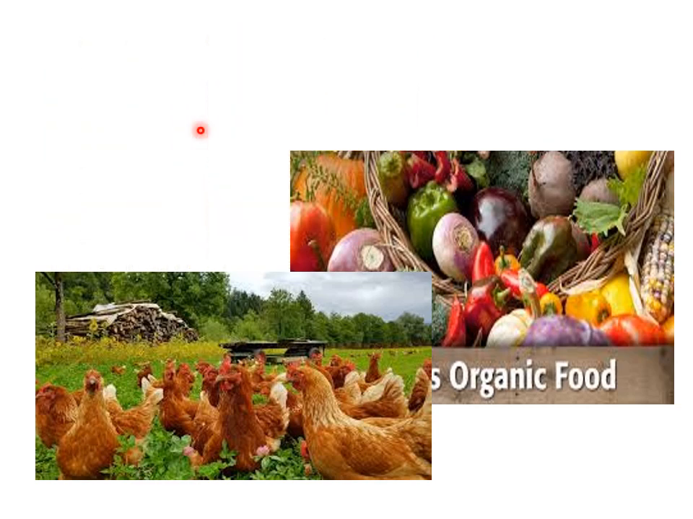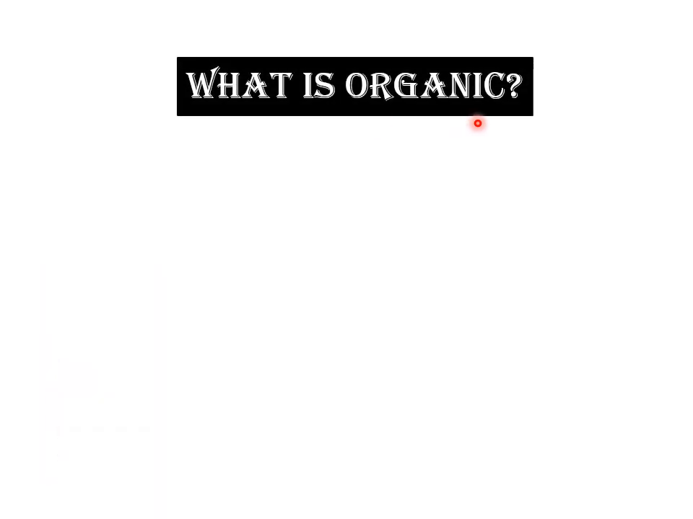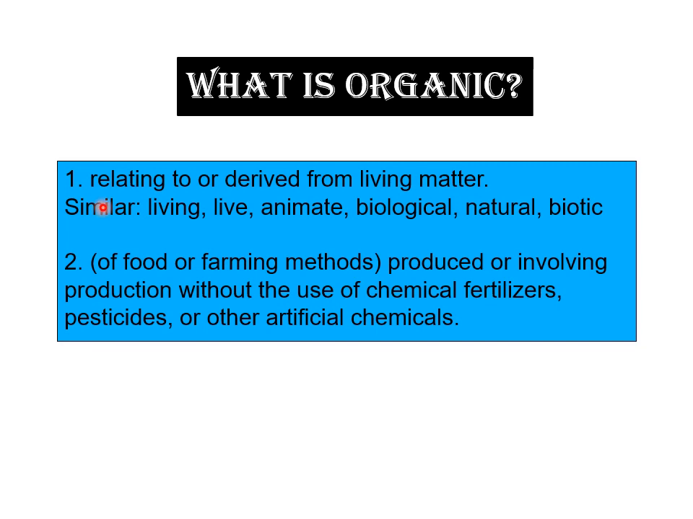Organic vegetable, organic food, organic pottery. So, what is organic? According to Wikipedia, organic means relating to or derived from living matter. The synonyms for organic are living, life, animate, biological, natural, and biotic. Another meaning is of food or farming method produced without the use of chemical fertilizer, pesticide, or other artificial chemicals.